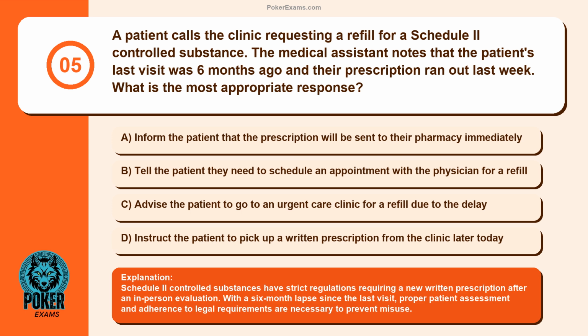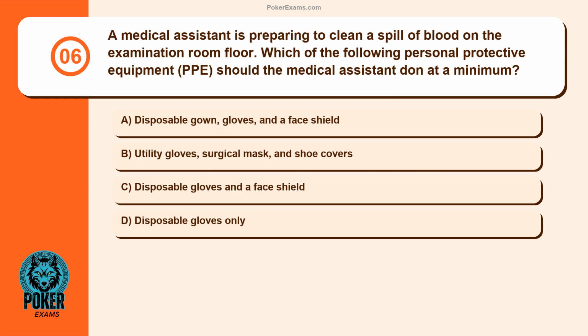Schedule II controlled substances have strict regulations requiring a new written prescription after an in-person evaluation. With a 6-month lapse since the last visit, proper patient assessment and adherence to legal requirements are necessary to prevent misuse. Question 6. A medical assistant is preparing to clean a spill of blood on the examination room floor.